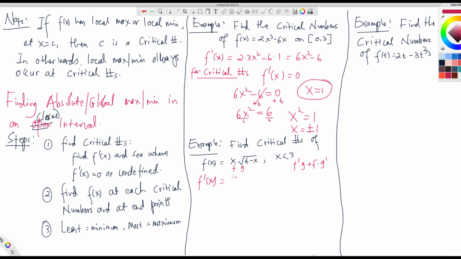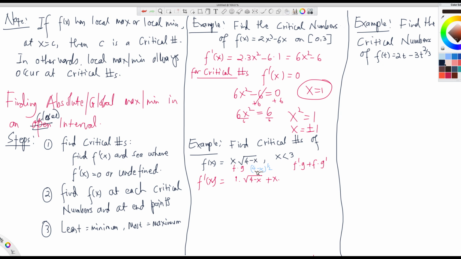So f prime is 1 times g, which is root under 4 minus x. You see that? And then plus f times g prime. What is the derivative of root under 4 minus x? How do you find that derivative? It is similar to (4 minus x) to the 1/2, right? It is like u to the 1/2. You can think of this as u, basically.